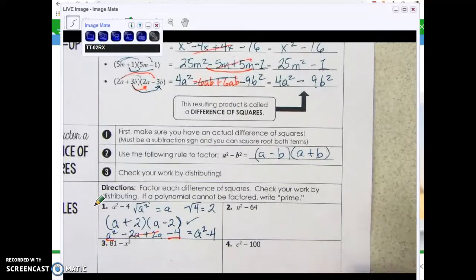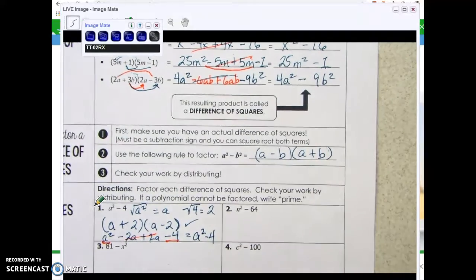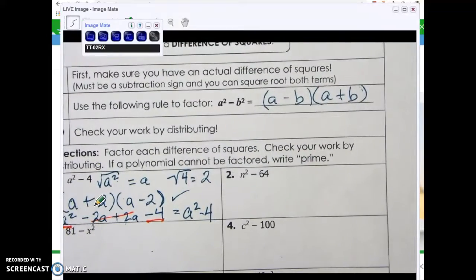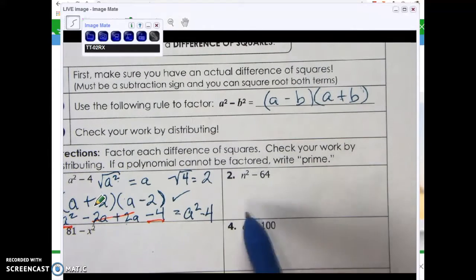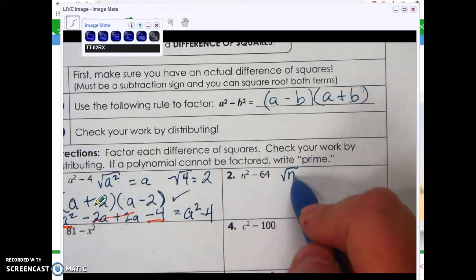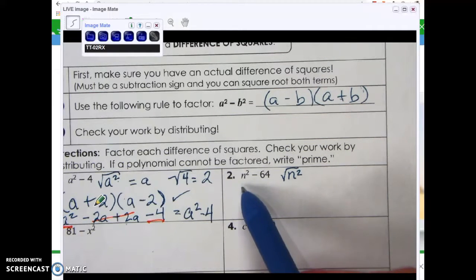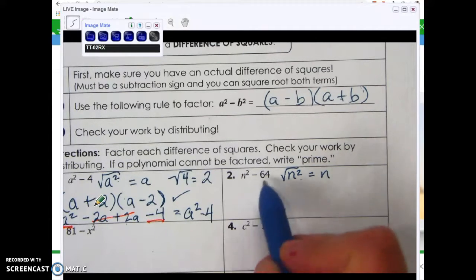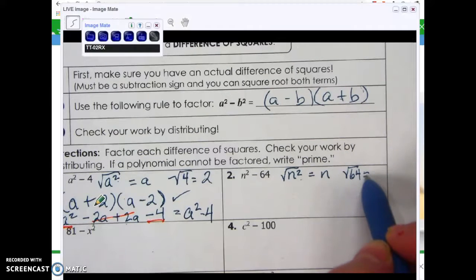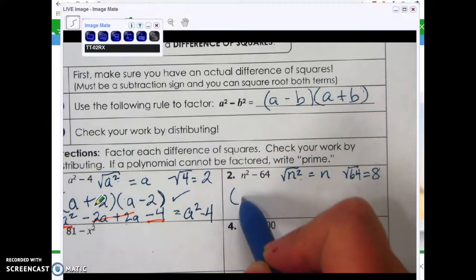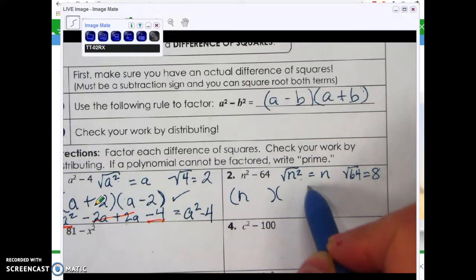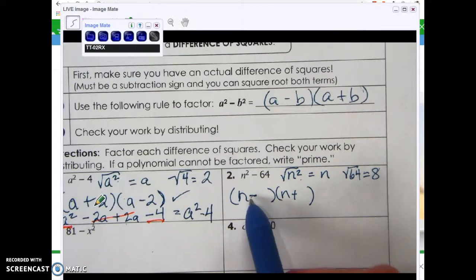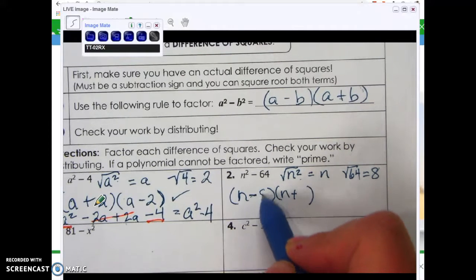I'll do one more example, and then since this is probably easier factoring than you've done before, I don't think you're going to have much of a problem with it. What is the square root of n squared? That means n times what would give me n squared? Well, it means n times n, so the square root of n squared is n. The square root of 64 is 8. N goes here, and an n goes there. Minus there, plus there, and it doesn't matter. I could put the plus here and the minus there. That part doesn't matter. 8, 8.